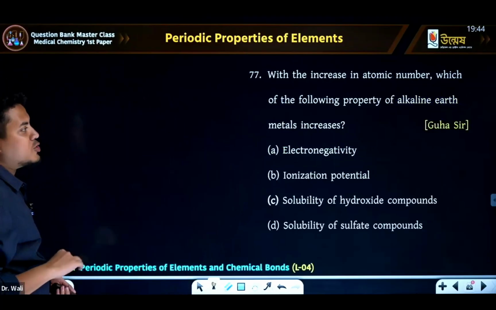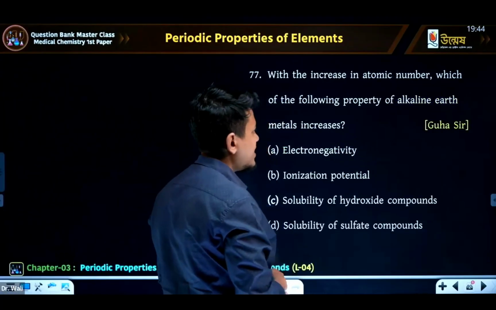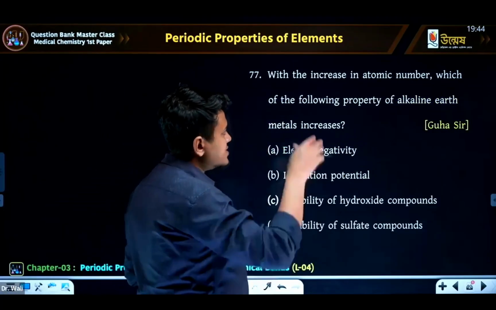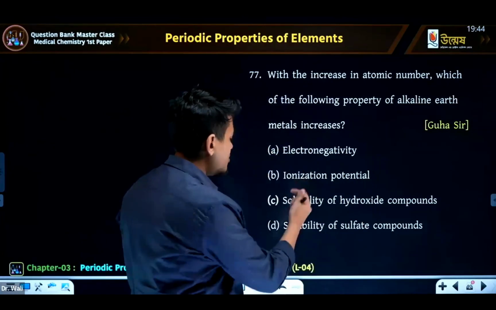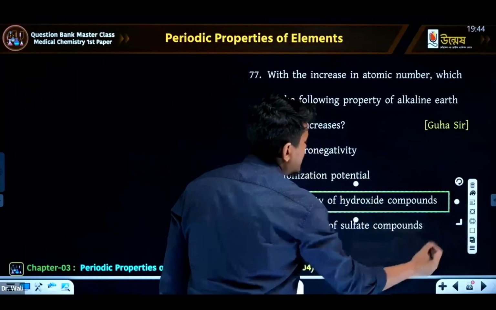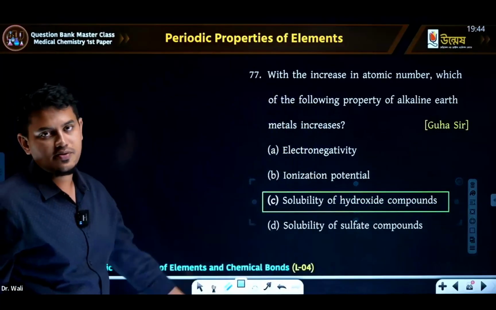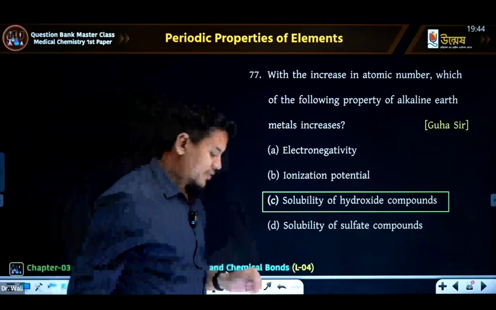Okay. With the increase in atomic number, which of the following properties of alkaline earth metals increases? Alkaline earth metal means group 2 elements. So in a group from top to bottom, electronegativity will decrease, ionization potential will decrease, solubility of the hydroxide certainly increases. Solubility of hydroxide compounds will increase. Solubility of sulfate compounds will decrease. The rest of the properties will decrease.